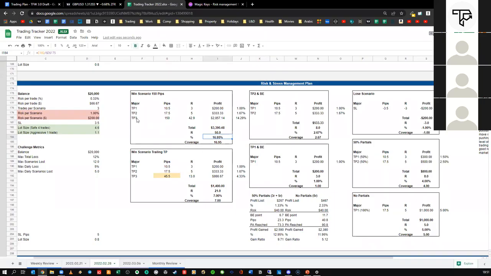So that's another reason why I like this, because now it's not about can I hit my 3R or 5R? It's about letting the market do what it does. If I have a tight stop loss, I'll make even more.